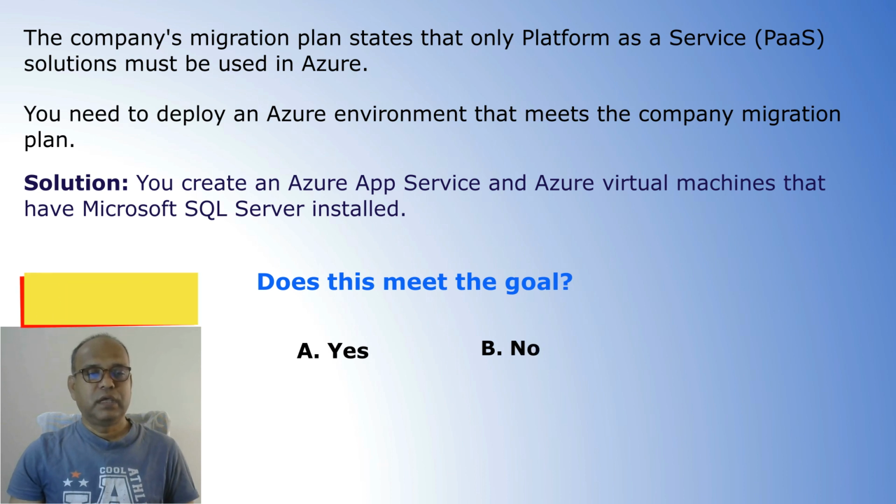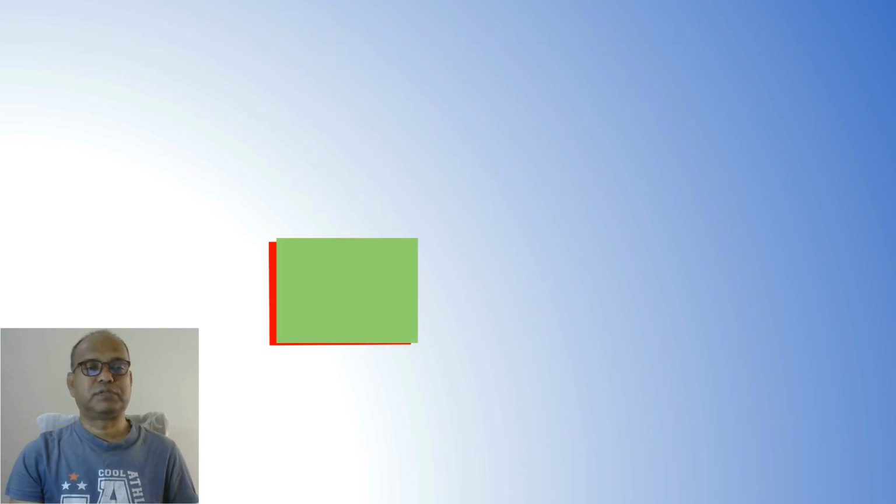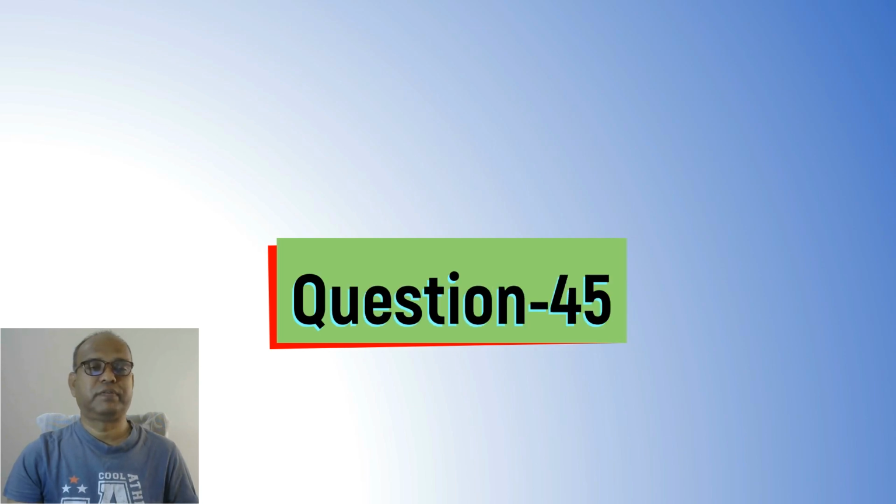Answer. In this solution, we want to create an Azure App Service and virtual machines. It's possible to create an Azure App Service in a PaaS environment, but an Azure virtual machine cannot be created in a PaaS environment. We know that a VM can be created using IaaS only. Therefore, this solution does not meet the goal. So the answer is option B. Next question. Question number 45.